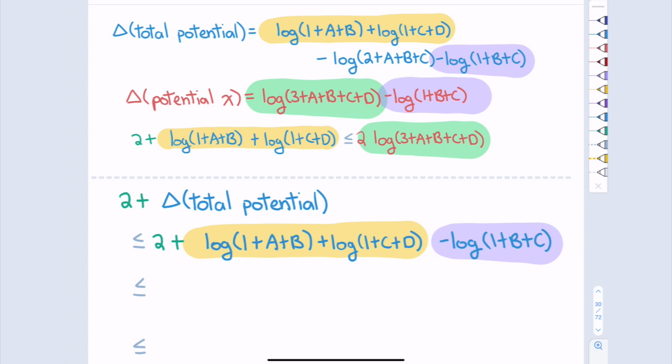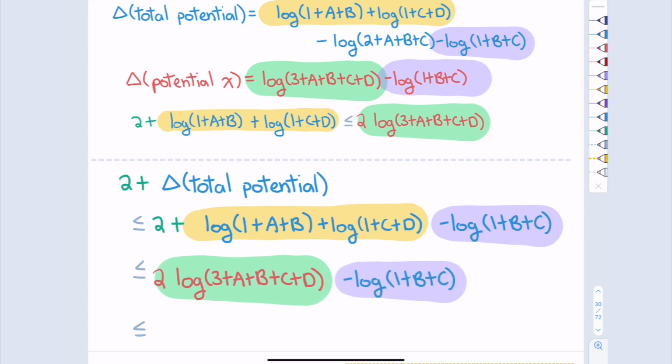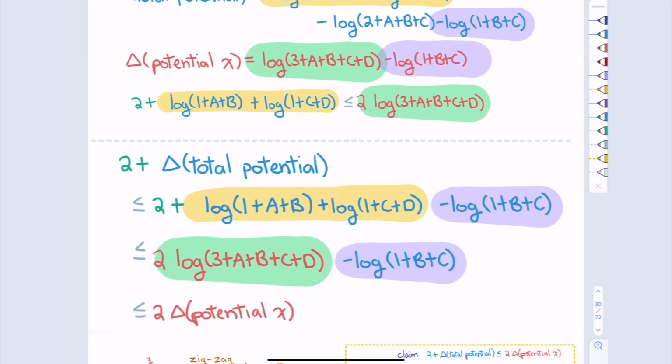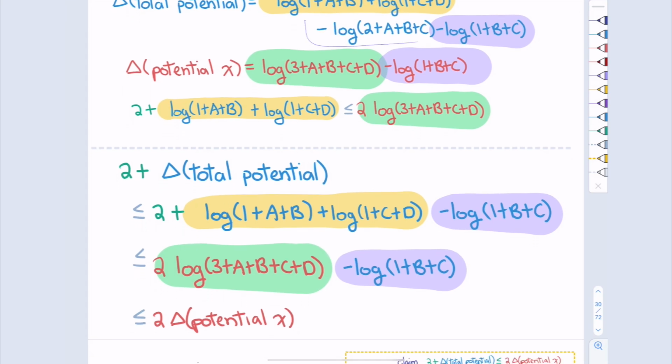Looks like I've just dropped the negative 2 plus a plus b plus c term, but I'm doing less than or equal to, so that's okay. And now we can use that quick concavity calculation and replace the yellow with the green. And voila, I guess we're done. Except I feel like I cheated a little bit. Okay, I did cheat.